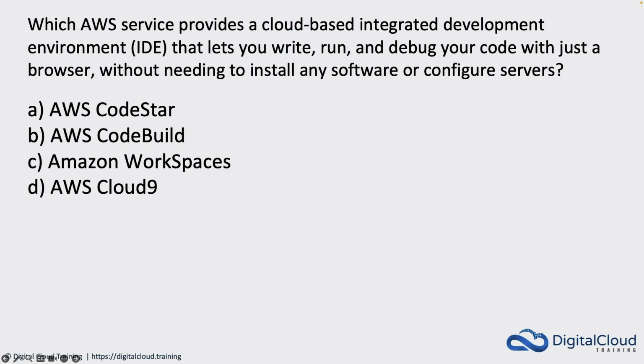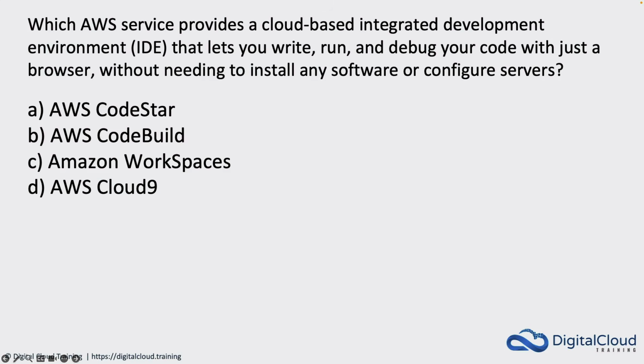Let's start with CodeStar. So CodeStar enables you to quickly develop, build, and deploy applications on AWS. So it sounds similar, but it's not actually a cloud-based IDE. Next up, we've got Code Build. So this is a fully managed continuous integration service. So it's used for compiling code. So you're taking that source code and compiling it, running tests, and then producing software packages that can then be deployed by other services like Code Deploy.